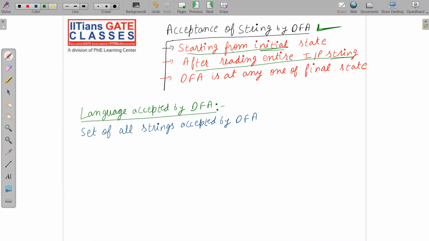This is nothing but starting from the initial state, after reading the entire input string, the DFA is at any one of the final states. Please remember all these things. That's why I have written this definition in 3 steps, so that you can remember each step. First step is starting from the initial state. Second step is after reading the entire input string, the DFA is at any one of the final states.